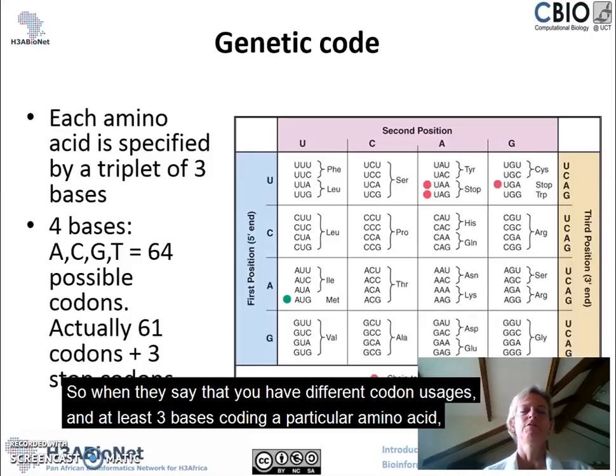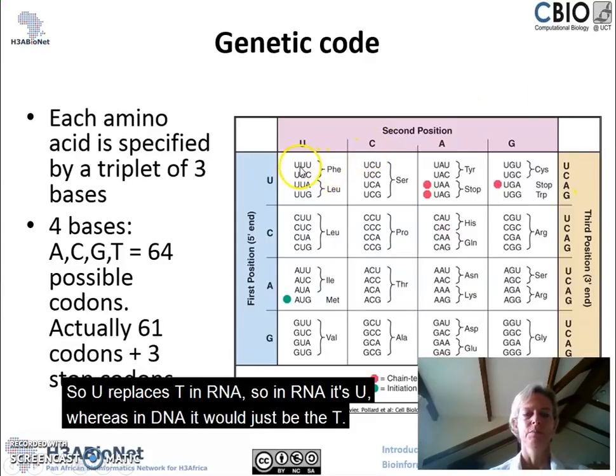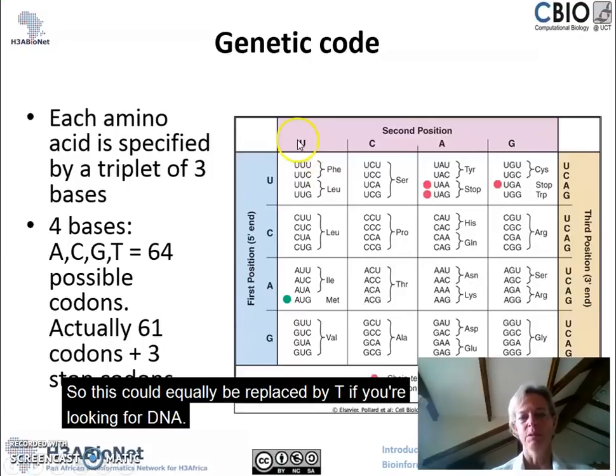So when I say that you have different codon usages and you have these 3 bases encoding a particular amino acid, this is what's known as the genetic code. U replaces T in RNA. So in RNA it's U, whereas in DNA it would just be the T. So this could equally be replaced by T if you're looking for DNA.